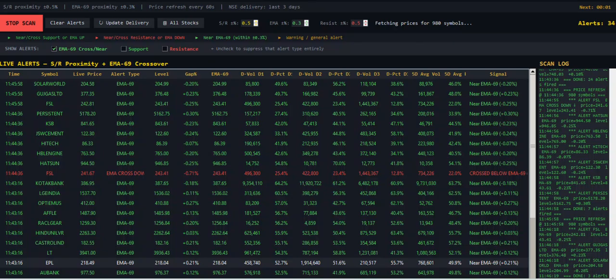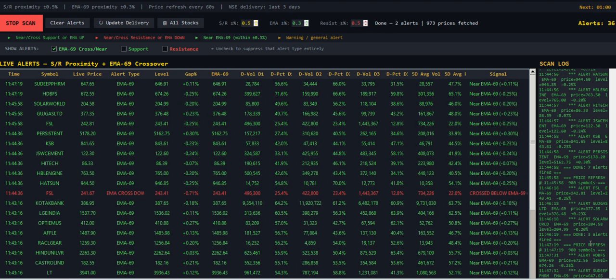Create the scanner using Claude. So basically, let's say I run the scanner during the market hours. It gives me the stocks which are close to the EMA. You can see here it's getting updated.